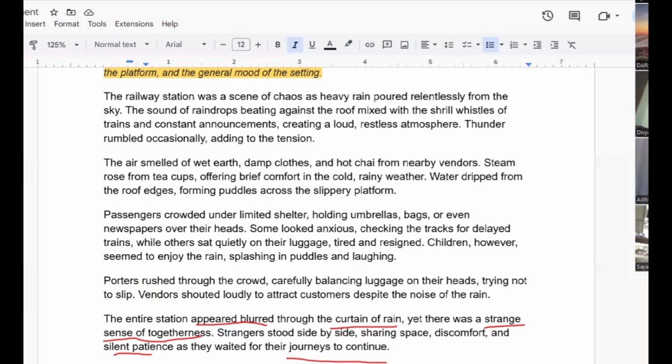People are standing together, they're sharing, there is a strange sense of togetherness, there is patience and things like that. But see, everybody has a different perspective for writing. Maybe from your perspective, things are not that calm. Maybe for your concluding paragraph, things are very chaotic. So that's completely fine, students. It's your choice how you want to end your paragraph.